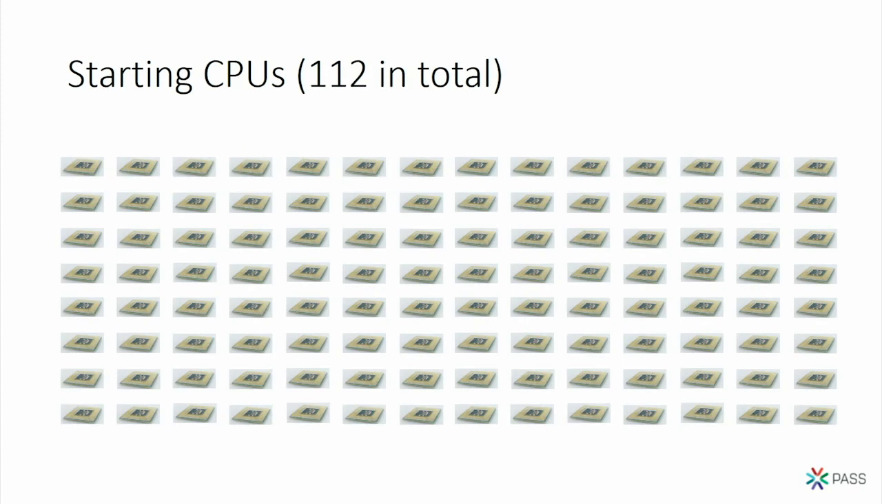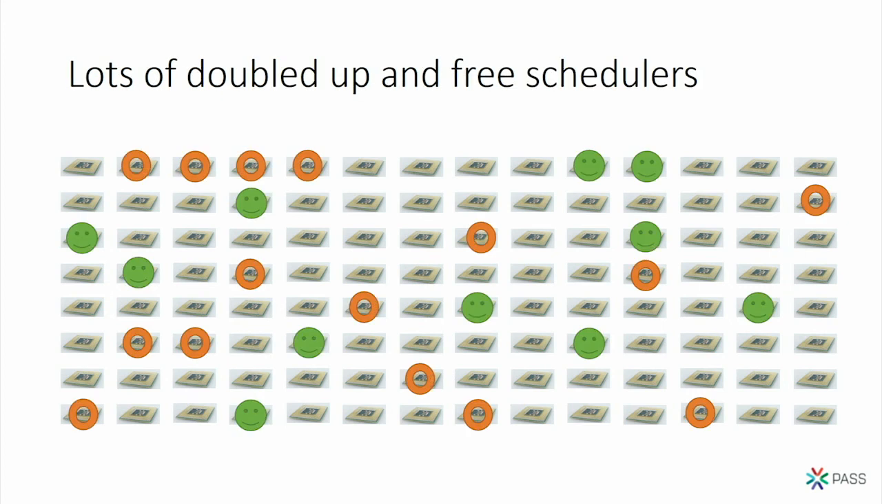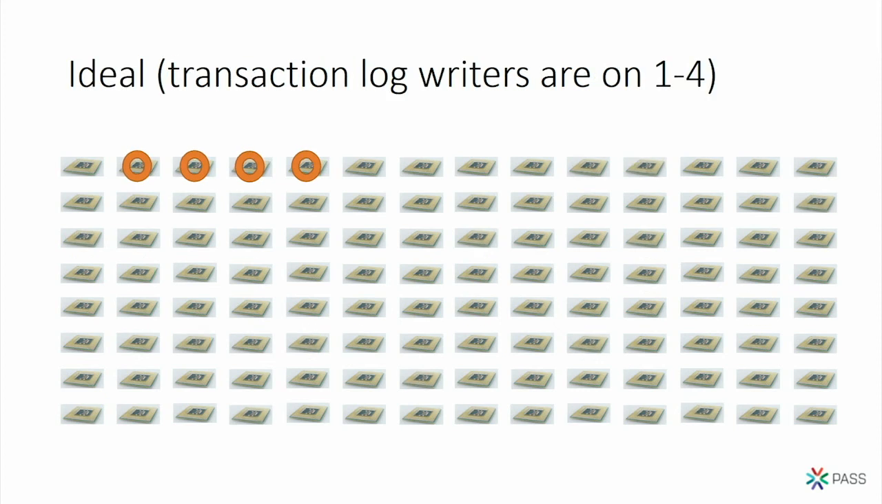If you're a visual person, 112 CPUs, you can count them at home. The smiley faces are schedulers with no work to do, so they're kind of frowny faces from our point of view, but I couldn't find a frowny face in PowerPoint, so that's what we got. The red circle is schedulers that are doubled up or worse. So this isn't what we want. We want to be scalable. We want to use each and every CPU to its full capacity. This is no good. This is what we want.